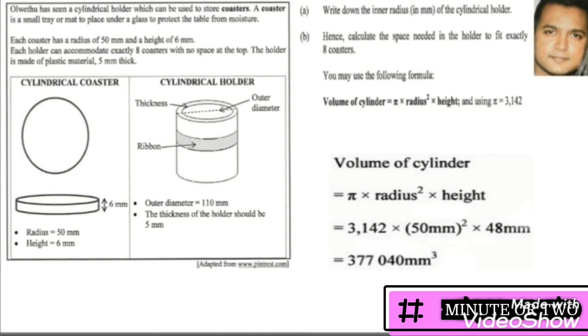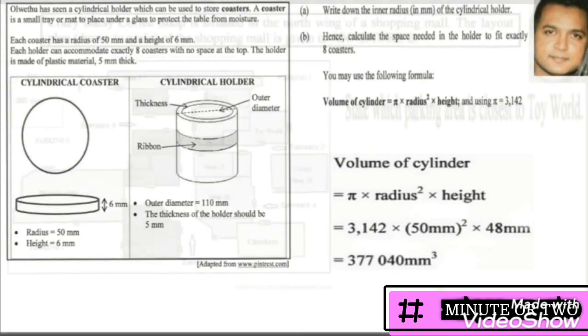How did we arrive at 48? Looking at the information given to us in the table, they've mentioned that each of the coasters is 6 millimeters. Now if we are fitting in 8 coasters within this, so 8 times 6, and this is how we arrive at our 48. Keep in mind all units must be the same, so we are working in millimeters. And then finally we arrive at 377,040 millimeter cubed. Remember, volume is cubed and area is squared.